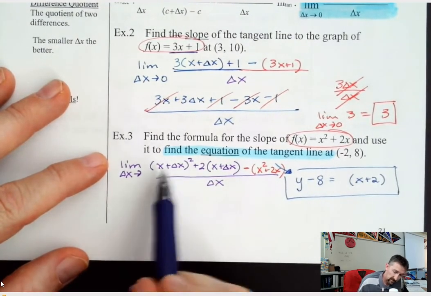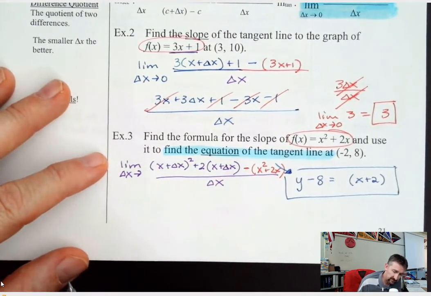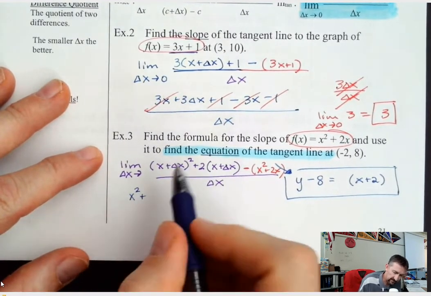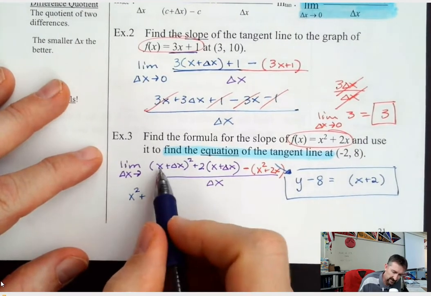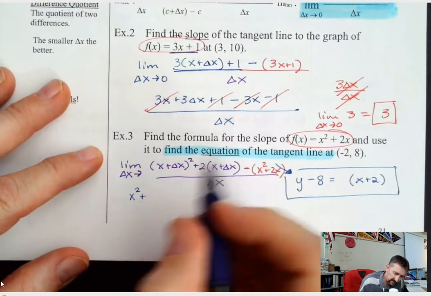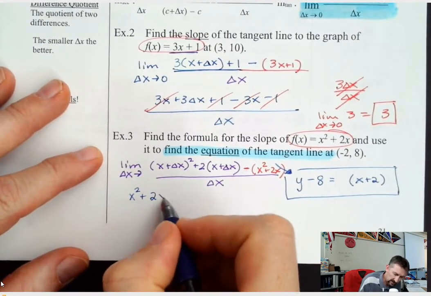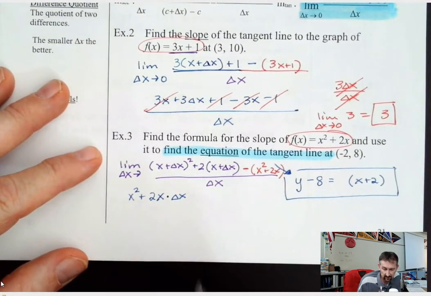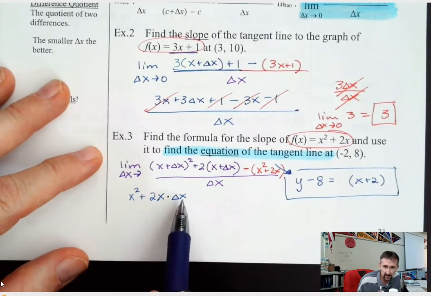Okay, so now we're going to expand all this stuff and a bunch of stuff should cancel. So this is going to be x squared plus, and if we FOILed this out, we get x times delta x plus x times delta x. That's 2x delta x. Now you've got to be careful here. I think I saw in an assignment somebody multiplied these x's together to get x squared. You can't do that.